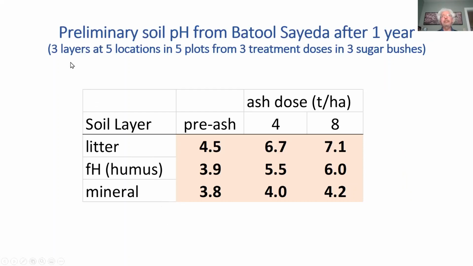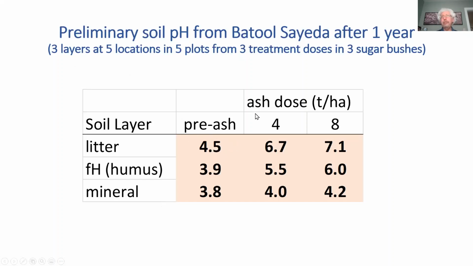So 3 layers at 5 locations in each of 5 plots, in each of 3 treatments, in each of 3 sugar bushes. So this is an average of hundreds of samples. And this is pH. The lower the number, the more acidic the value. And it's logarithmic, so a unit of 1 is 10-fold.